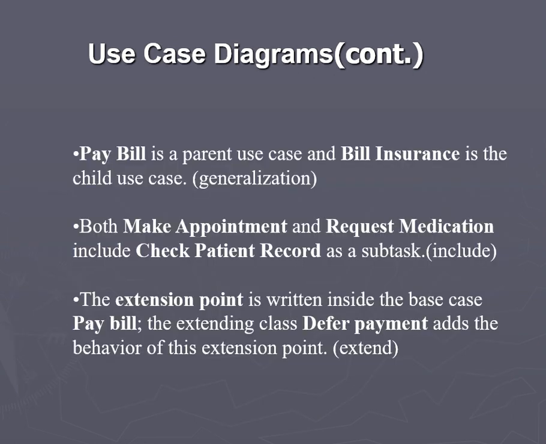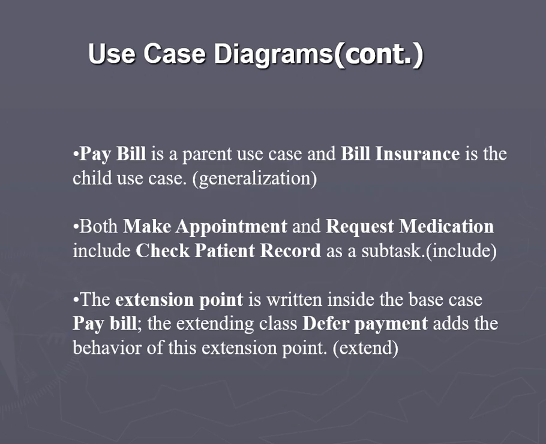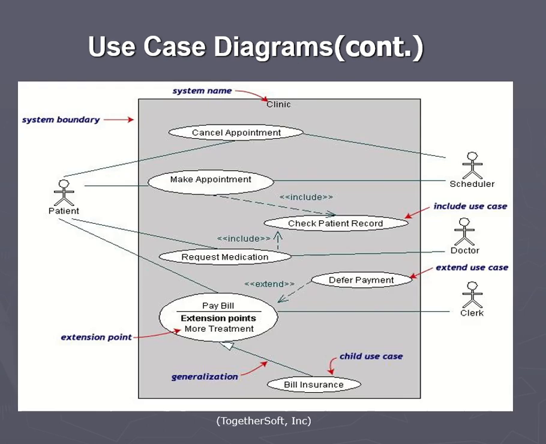In this use case diagram, the pay bill is a parent use case and bill insurance is the child use case. As we again see, that is a parent and that is a child. Both make appointment and request medication include check patient record as a subtask. So again we see that is make appointment, check patient record and request medication.